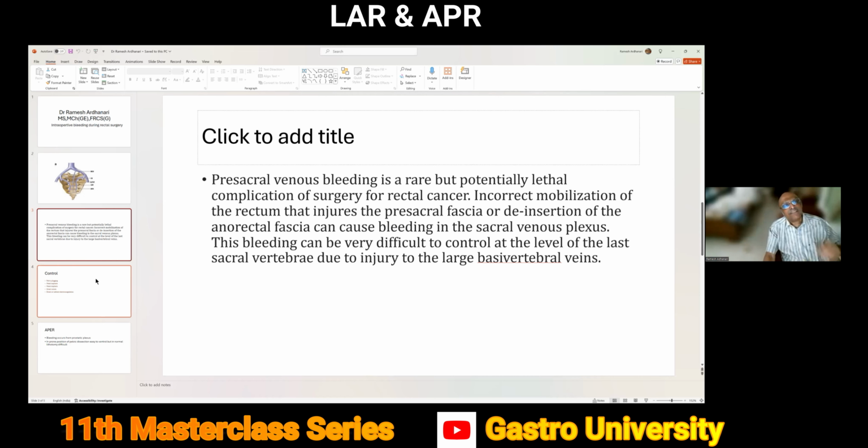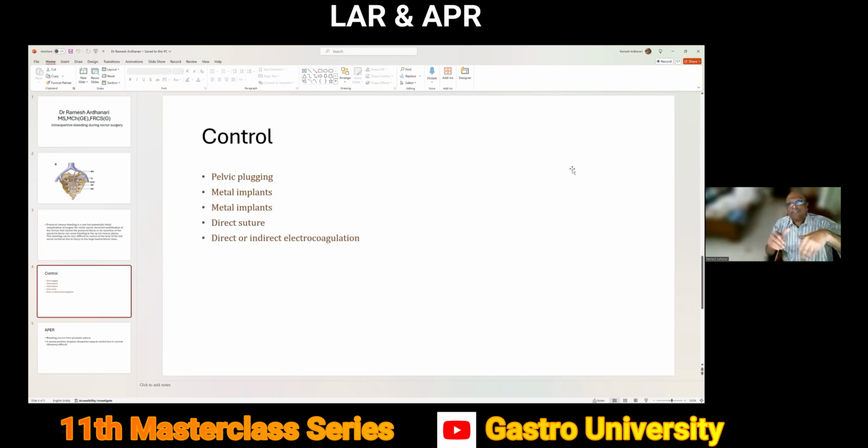But there are some other methods which have been described in literature, and I will tell you a little bit about some of them. Some of them we have not used, but we have read about it. Pelvic plugging means packing. This is just packing. You pack and wait for 20 minutes. And it usually controls 80 to 90% of the bleeding. This is not only true of the rectum, it is true of any part of the human body.